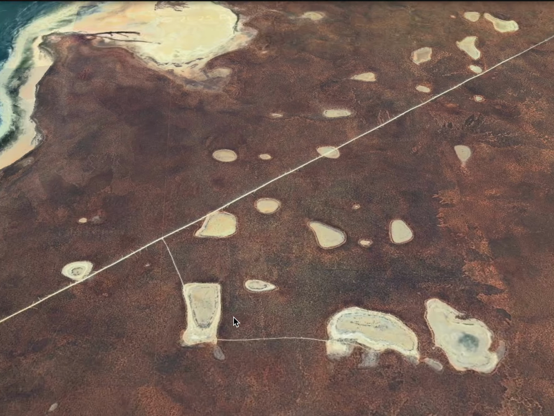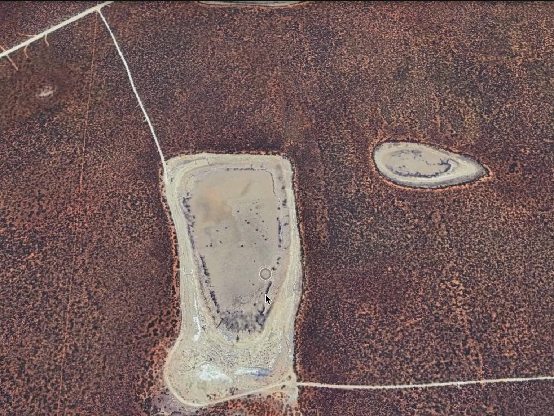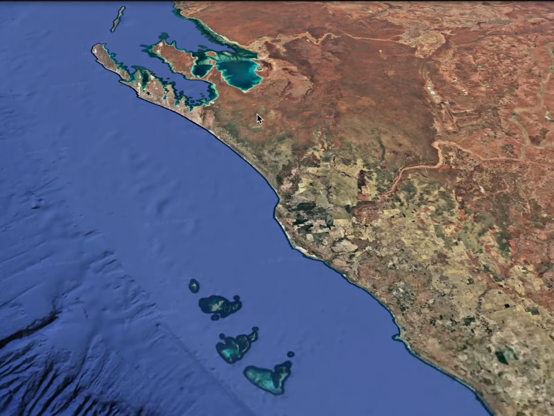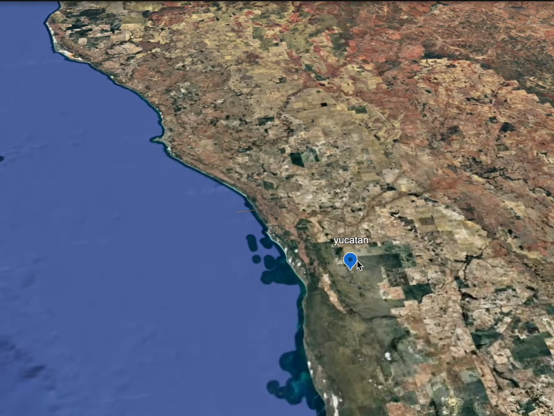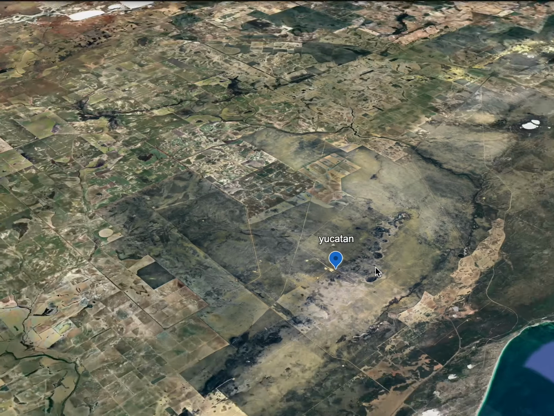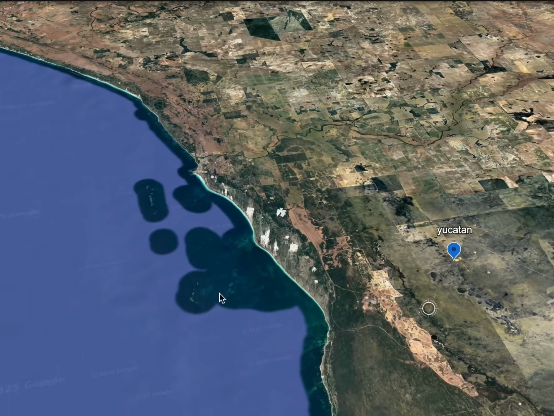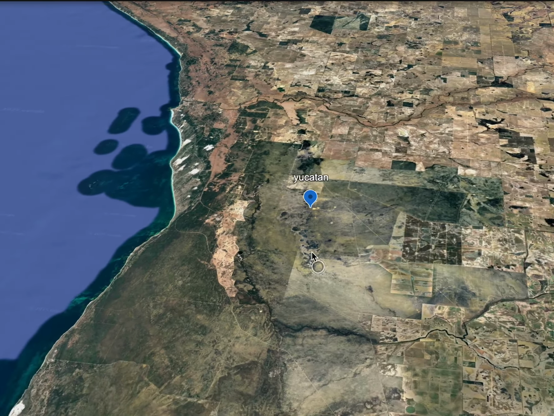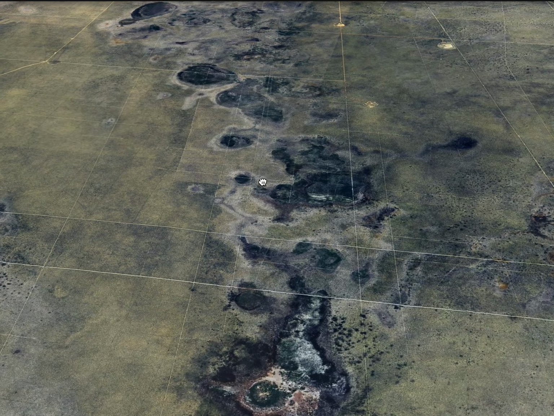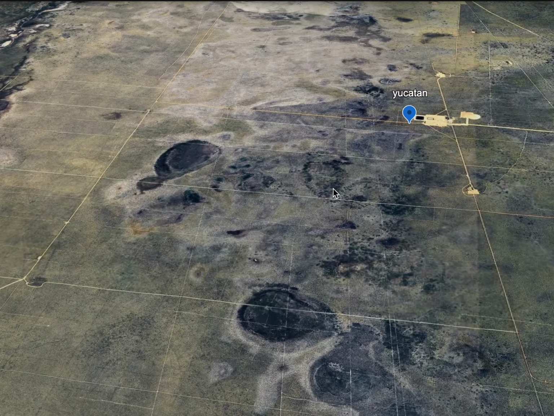Little scab lakes with a square one. The Yucatan, huh? Oh yeah, it is like the Yucatan. So, you know what I'm referring to is the mystery of why there's a ring of cenotes on the Yucatan Peninsula. And here we find a ring of scours.